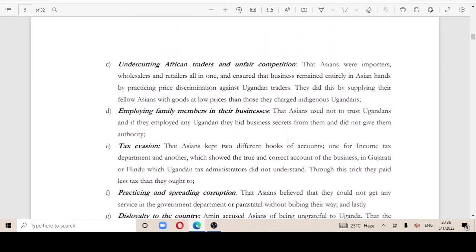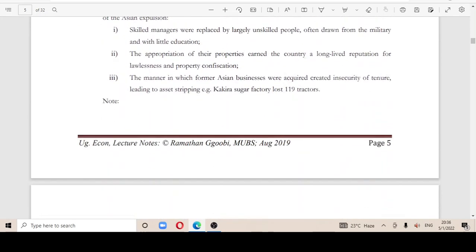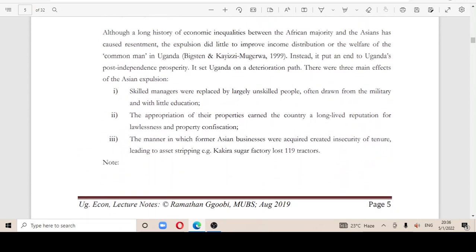So what are some of the reasons? Why did the economy not recover after the Asians were expelled? So we are having skilled managers being replaced by largely unskilled people. So you would find that it was the military who had even little education that were taking up these jobs, or that became managers after the expulsion of the Asians.